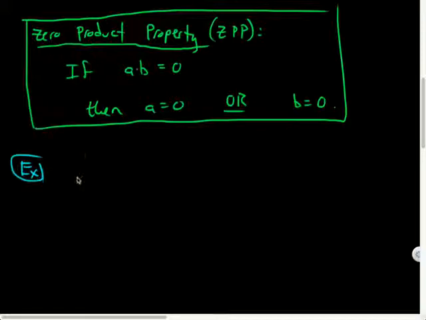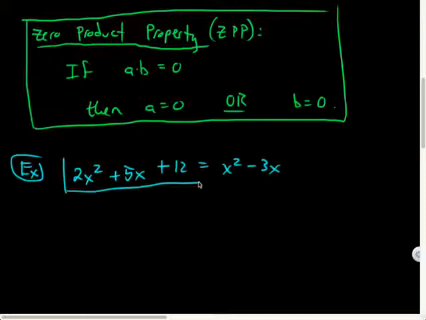What if I have the following? 2x squared plus 5x plus 12 equals, let's say, x squared minus 3x. So, currently, I do not want to factor the left-hand side. If I did, why would it not be helpful to us? Because it's not equal to 0. So step 1, let's set this equal to 0.